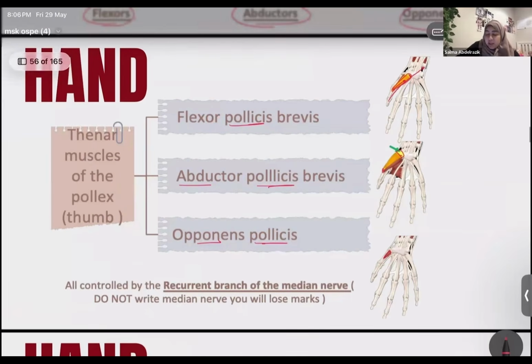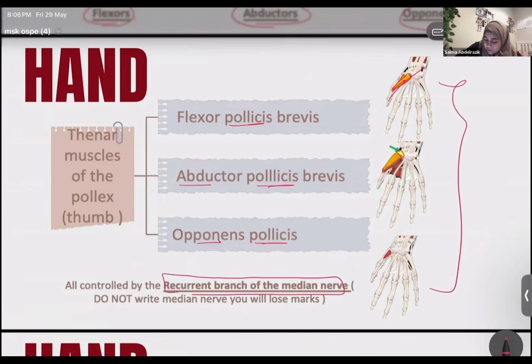Cool, cool. So what are the thenar muscles supplied by? The recurrent branch of the median nerve. You see this, guys? Do not write median nerve, you'll lose marks. Thenar muscles are supplied by the recurrent branch of the median nerve. Awesome? Awesome. That's the thenar. We're done because it's related to the thumb.